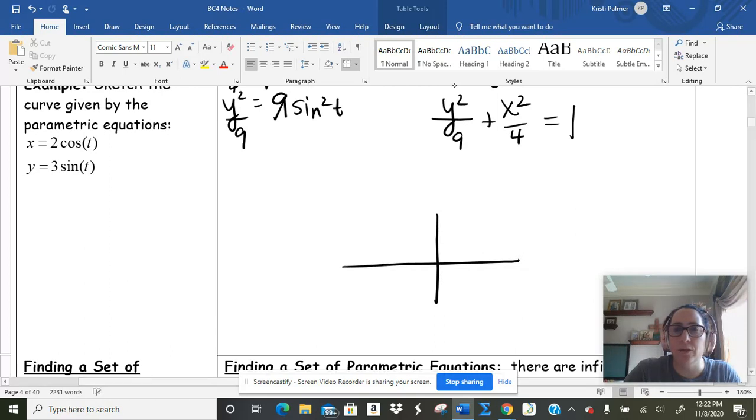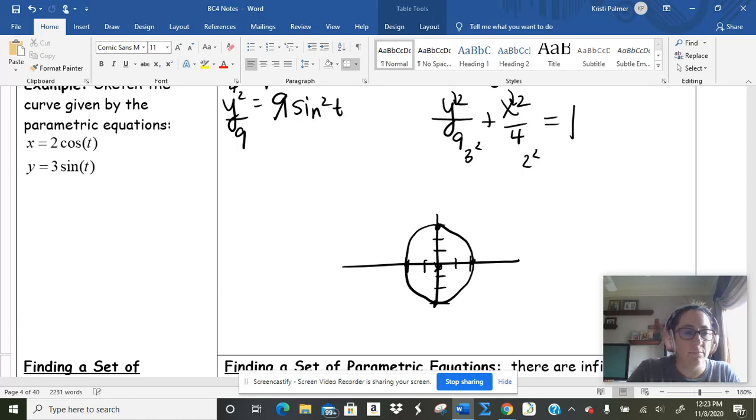So in the y direction, remember 9 is 3 squared and 4 is 2 squared. In the y direction, I go out 3, and in the x direction, I go out 2. And then I go out from the center, and the center here was at 0, 0 again. Sorry, I should have said that. We go out from the center, and then I can draw my ellipse.